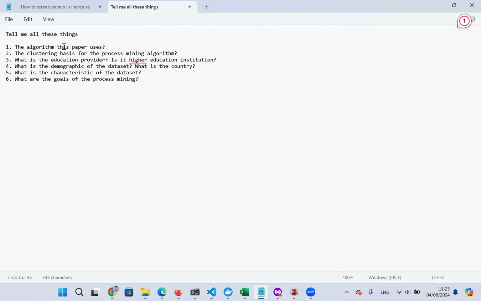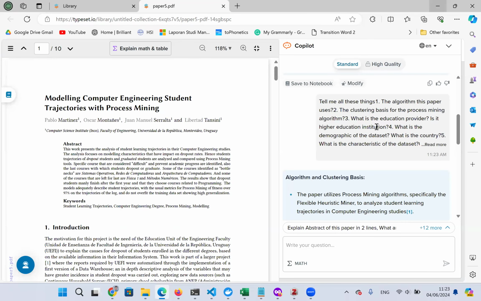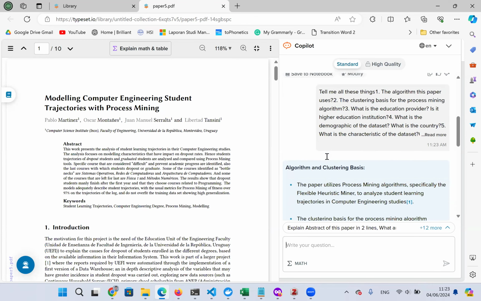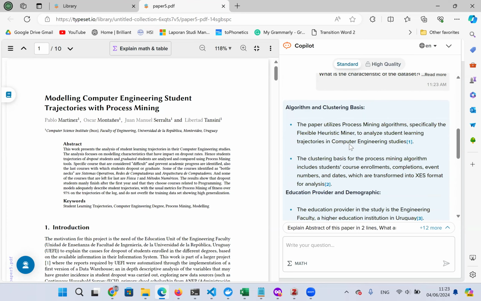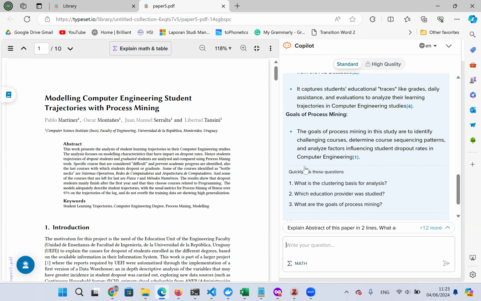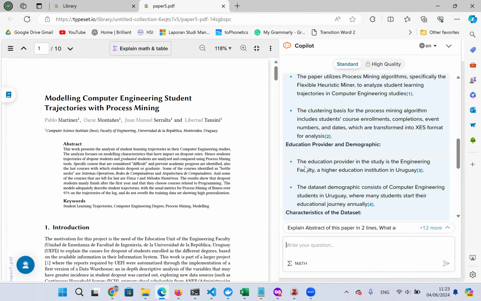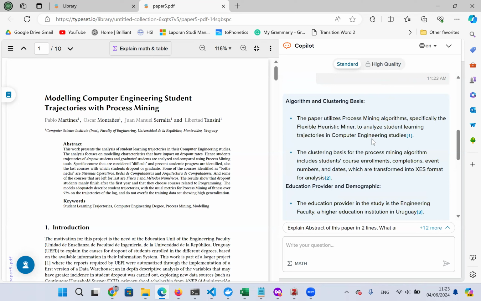First of all, we create prompts for the questions in the Google Sheet, like what is the algorithm that this paper uses, and so on. We copy and paste all of this here, and then we have the answers already. All we have to do right now is check whether they are correct or not.